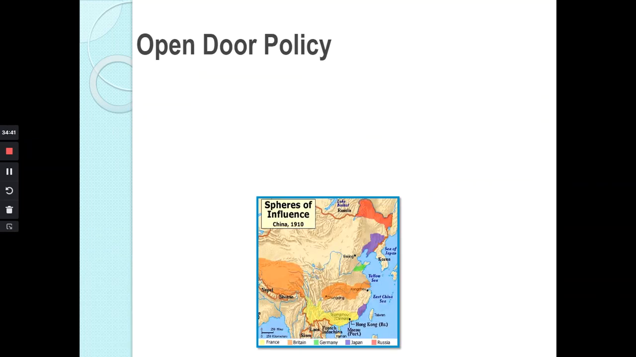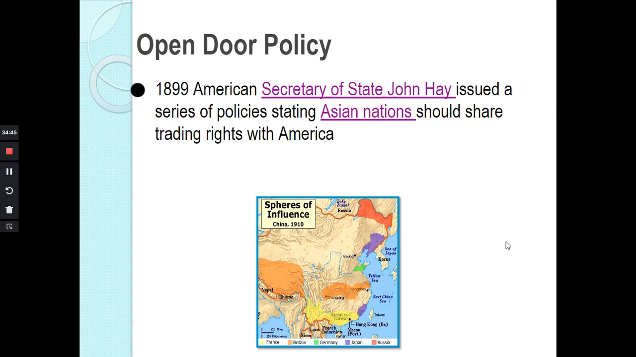Well, we also had what we call the open door policy. Our dealings with Asia and especially China. Here you can see the yellow was controlled by France, the blue by Japan, the green, Germany, the orange, Britain, and red, Russia. But notice who's missing? The United States.